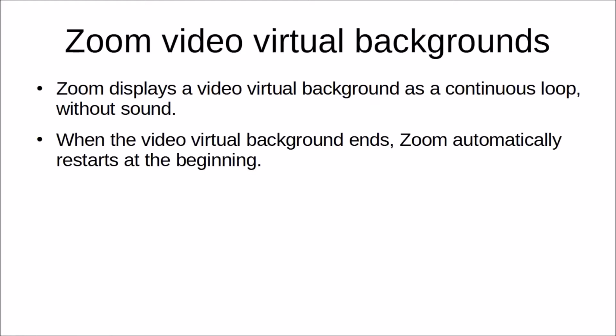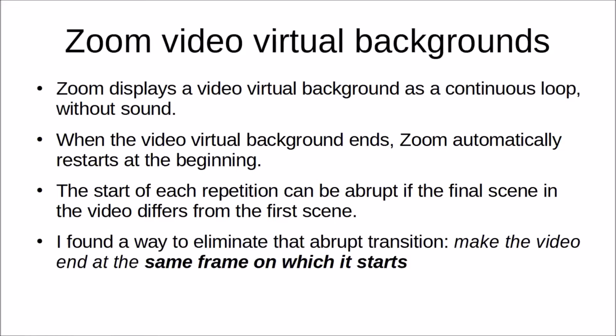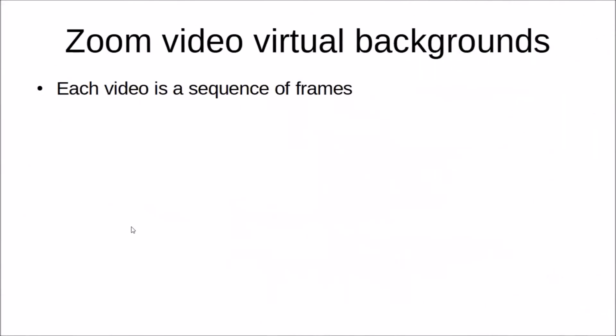Now, as I mentioned, when the video virtual background ends, Zoom automatically restarts that video. The start of each repetition can be abrupt if the final scene in the video differs from the initial scene. Now, I looked for a way to eliminate that abrupt transition back to the beginning, and I figured it out. Make the video end at the same frame on which it starts, and we're going to learn how to do that. It's a very easy technique in the editor.